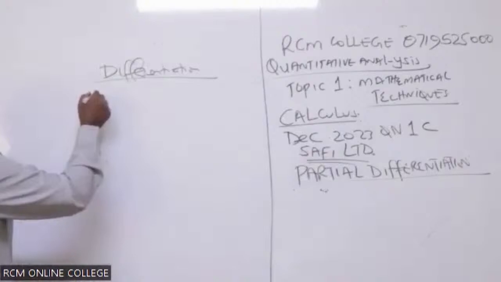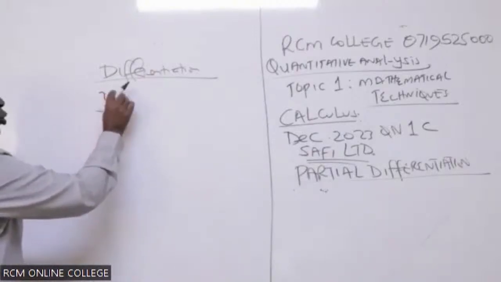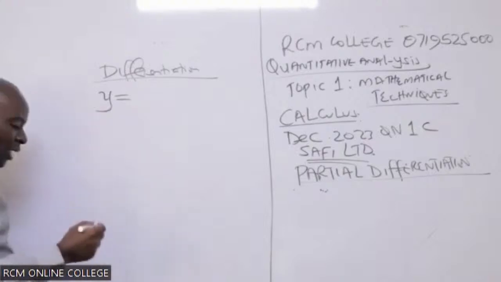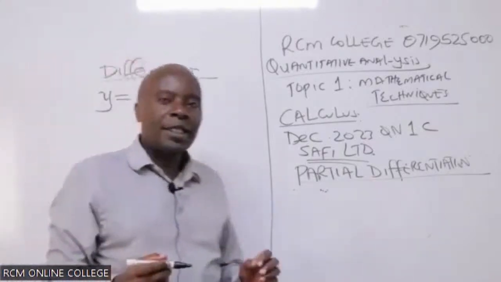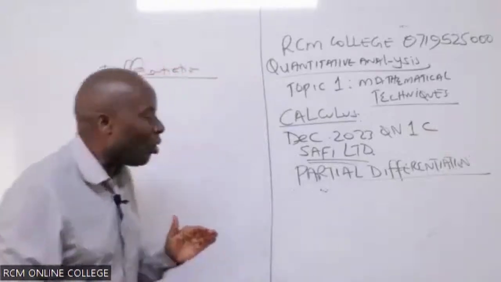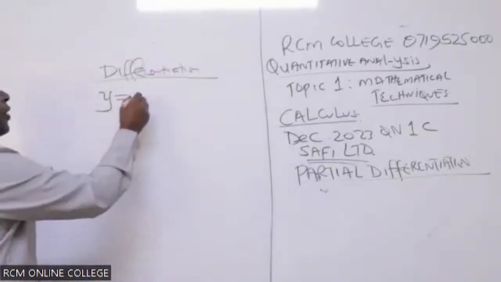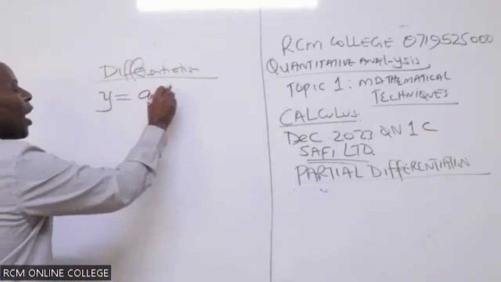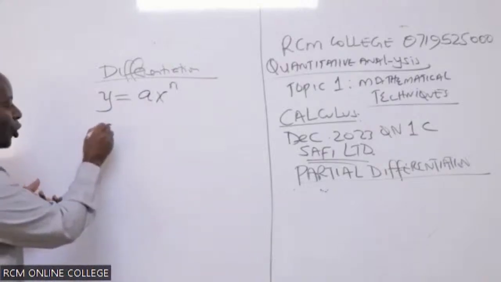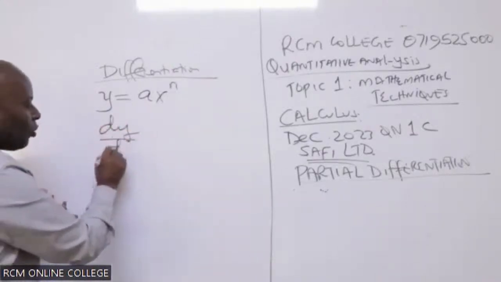Remember, differentiation is used to ascertain rates of change, or gradients along functions. So if you are given a function of this nature, y equals ax raised to power n, and somebody tells you to differentiate, to get dy over dx.